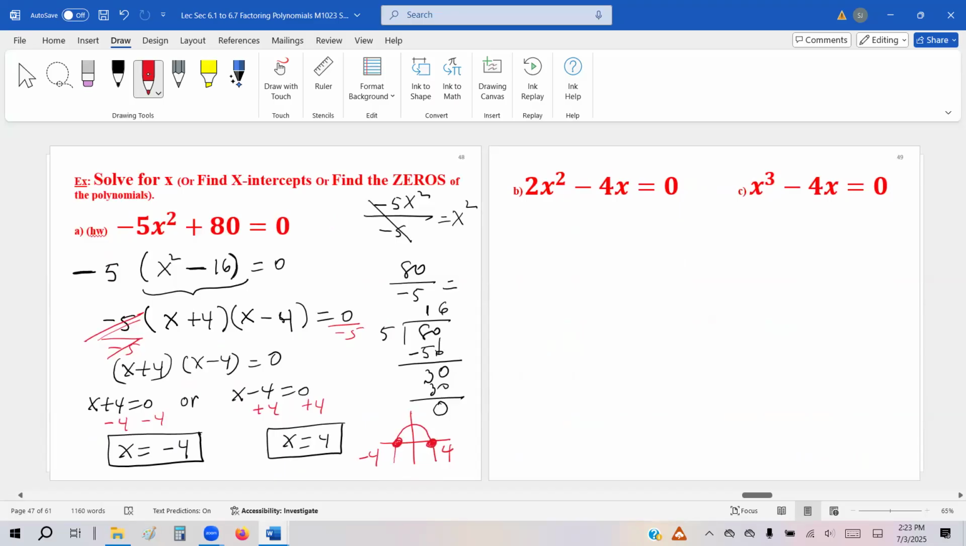Okay, I have 2 more questions. Do you like to try it or do you want to do it together first? Try it? Okay, go ahead. They look similar, but they are not similar.